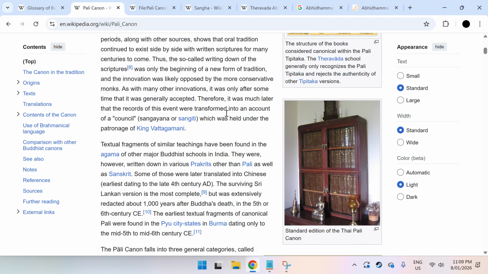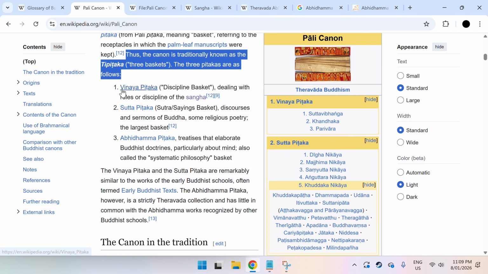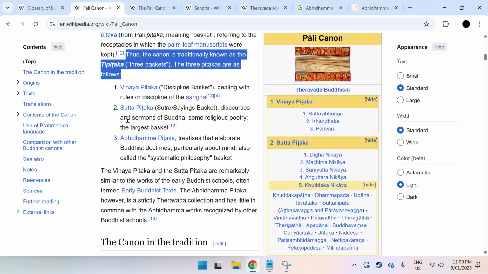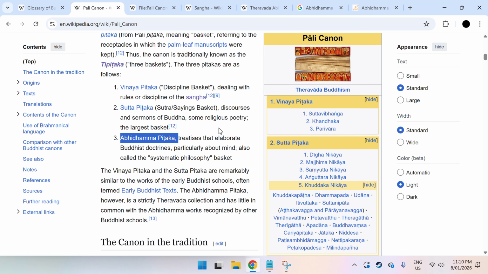So we go back here. Yep. Vinaya Pitaka, discipline basket, dealing with the rules or discipline of the Sangha. Sutta Pitaka, discourses and sermons of the Buddha, some religious poetry, the largest basket. Abhidhamma Pitaka, treatises that elaborate Buddhist doctrines, particularly about mind, and we saw that with a little bit of what was on abhidhamma.org, also called the systematic philosophy basket.